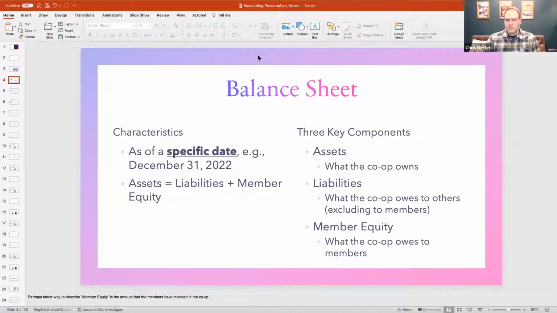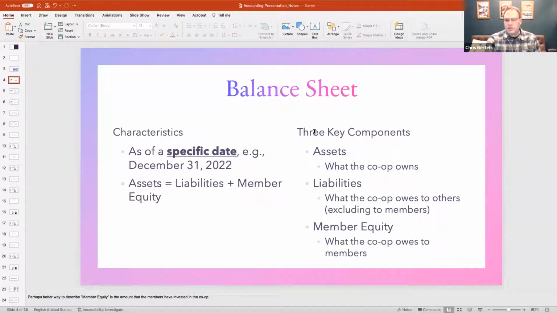So the first financial statement is called the balance sheet. And the characteristic of it is that it is as of a specific date. That's really important to understand. So, it might be December 31st. It could be today, which is the 24th of February. But it's basically what the co-op owns, and then what the co-op owes to others, excluding members, and then what the co-op owes to members.